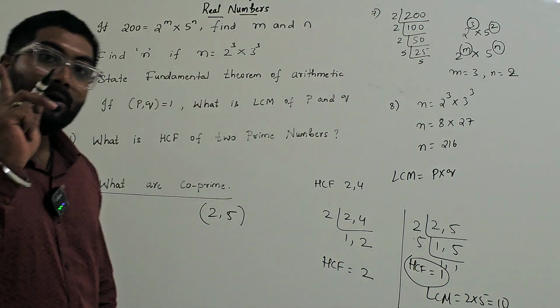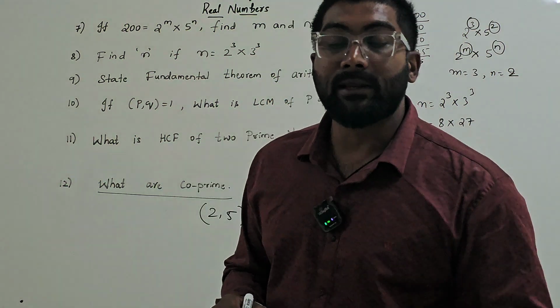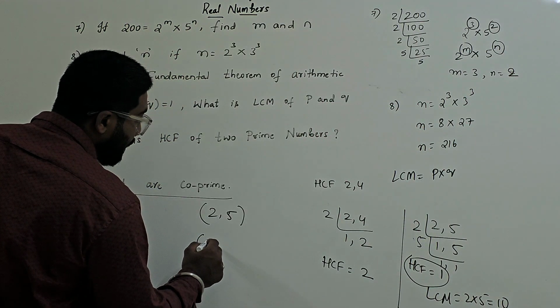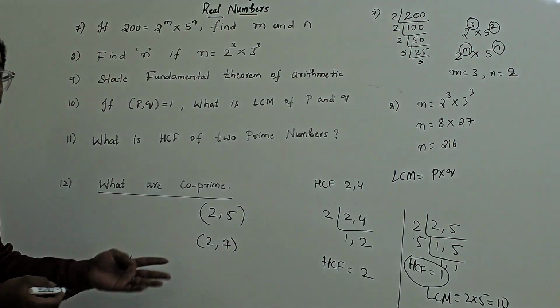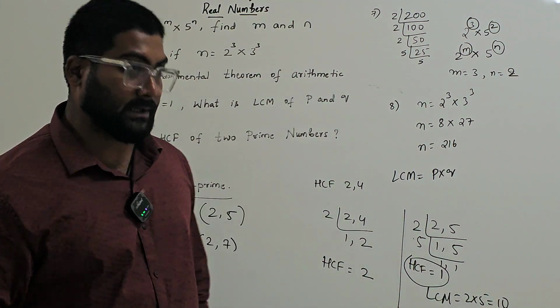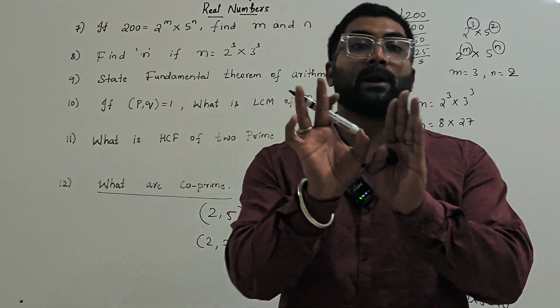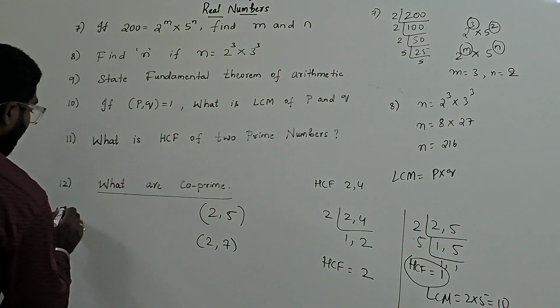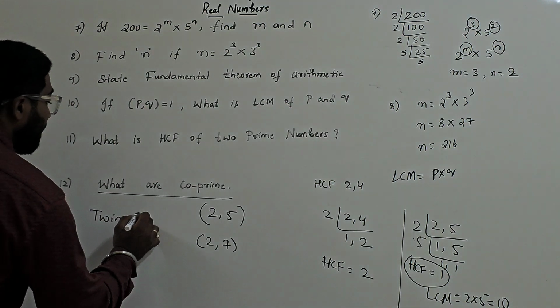Because the HCF is 1. So if the HCF is 1, such numbers are called co-prime numbers. Now if I take 2 comma 7, this is also a co-prime pair because both numbers are prime numbers. Any two prime numbers are co-prime. That's all. Next, there is one more kind of number called twin prime.